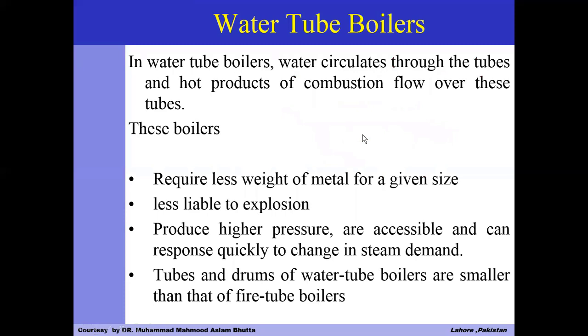Water tube boilers require less weight of metal for a given size, so they are less liable to explode. There are some advantages. A larger heating surface can be achieved by using more water tubes. Due to the convectional flow, movement of water is much faster than in the fire tube boiler, hence the rate of heat transfer is higher, resulting in higher efficiency. We can achieve high pressure because this is a self-controlled system, as I have already discussed. So we can use high pressure in the water tube boiler rather than the fire tube boiler.